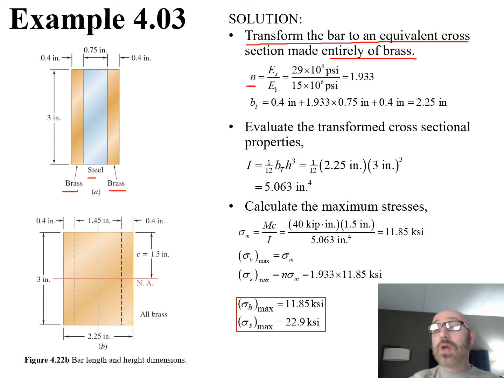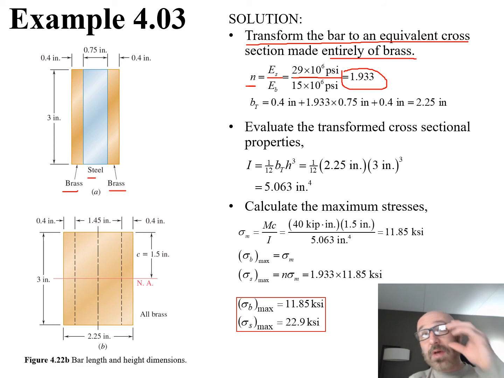So n is that ratio between the elastic moduli. We have our steel over our brass, so we can say n is equal to E sub s over E sub b, where those are given to us in the problem statement. Our E sub s was given to us as 29 times 10 to the 6 psi. Divide that by 15 times 10 to the 6 psi. That gives us a value for n, that ratio, of 1.93. We see that's unitless because our psi cancels our psi.